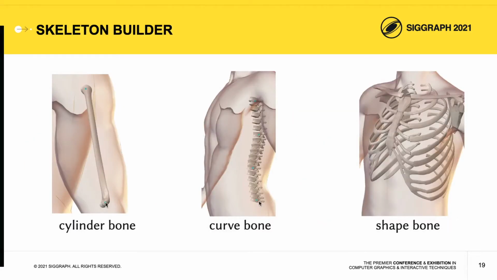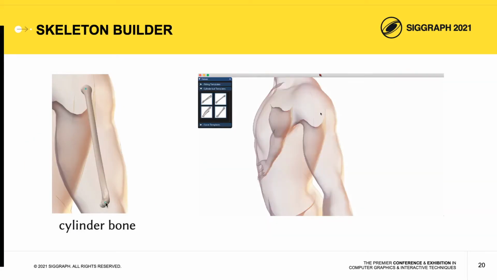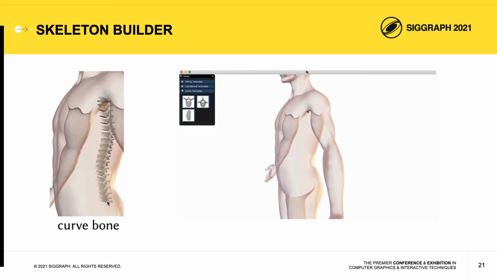We group all bones into three different types. A cylinder bone is a type of bone that can be represented as a line segment, for example, arm or leg bones. A cylinder-type bone template is pre-rigged with 2-point handles and is deformed according to the line the user draws. Curve bone is a type of bone that can be represented as a curve.